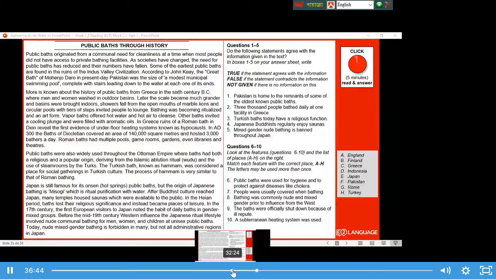So number five says throughout Japan, right? It is said that it is not in all administrative regions in Japan, so automatically this is false.